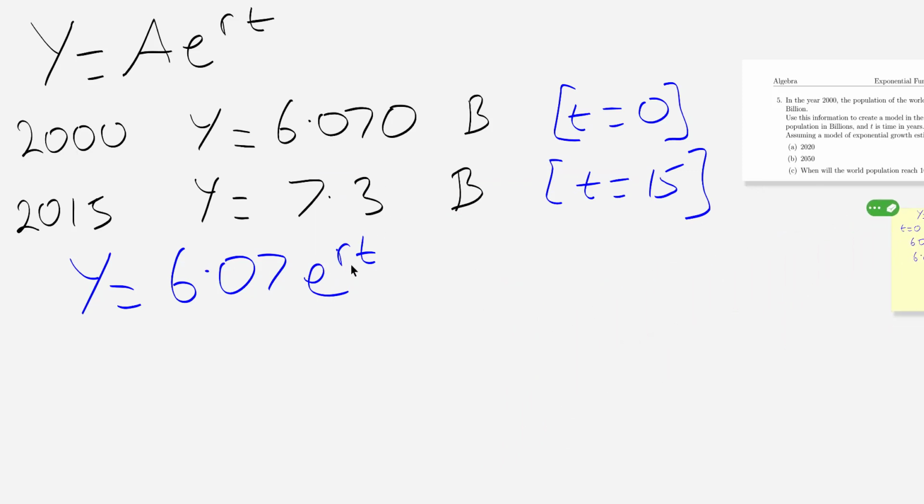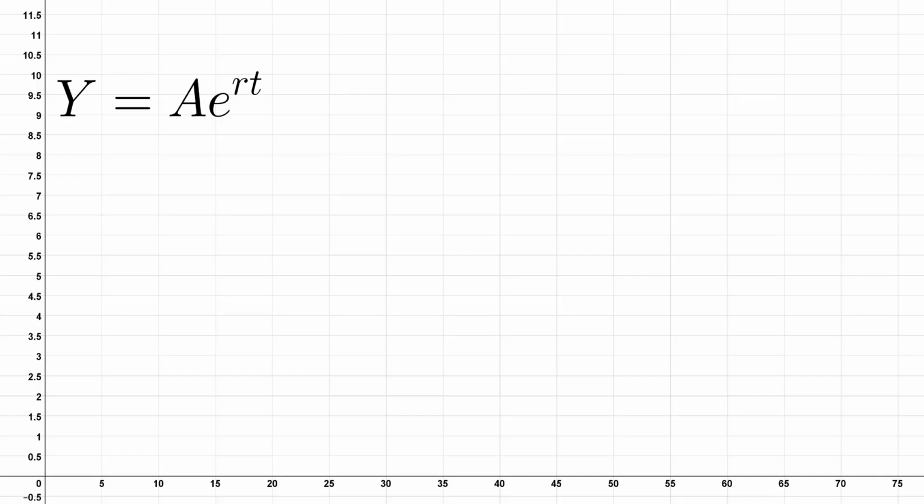Right, but we still haven't figured out what the value for r is. We weren't told what the growth rate was in the question, so we have to figure that out. And we have to use this other piece of information to do it. It's telling us that in the year 2015, in other words when t is 15, the population had reached 7.3 billion. So what growth rate would lead to a population of 7.3 billion after 15 years? Well, that's what we have to figure out.